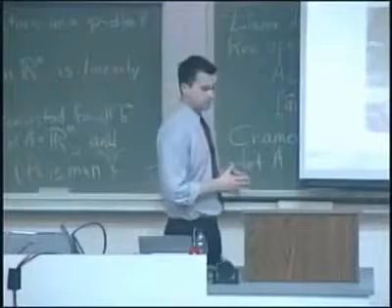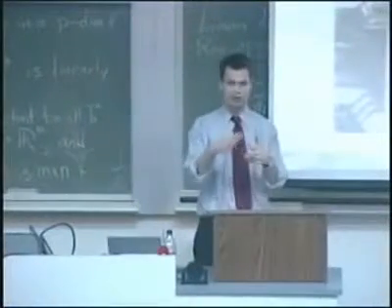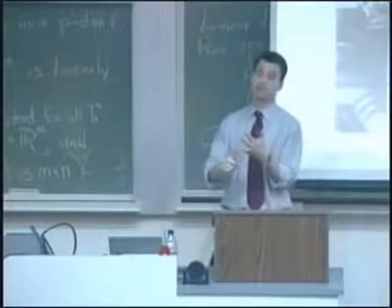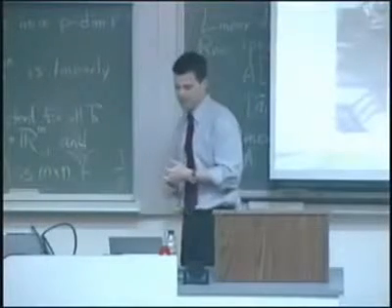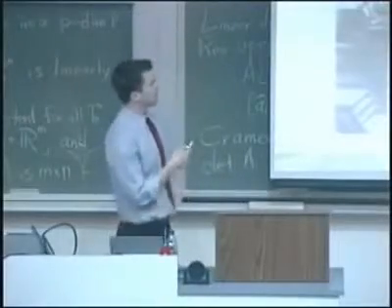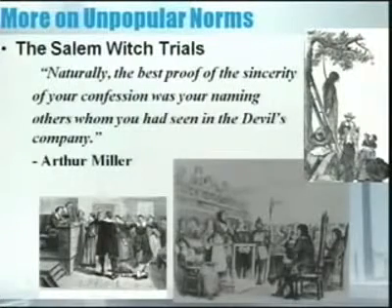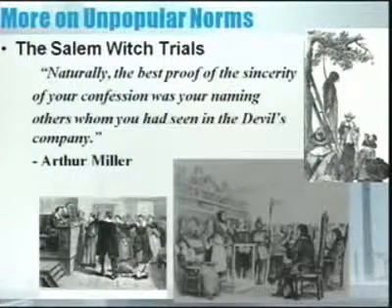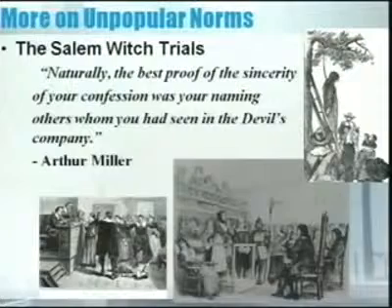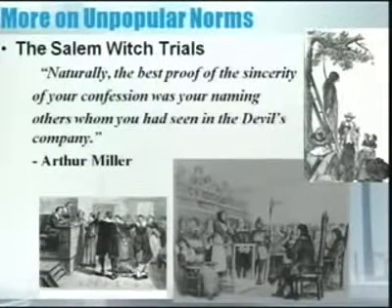And you're given a few choices. You can confess, you can deny it, you'll probably be killed either way, or you can turn somebody else in or turn in multiple other people. And indeed, Arthur Miller, in an essay he wrote about The Crucible, said, naturally, the best proof of the sincerity of a confession was your naming others whom you had seen in the devil's company. So this was the way to get out, was to confess and name names. And this was why Arthur Miller chose the Salem witch trials as his allegory for the Red Scare.